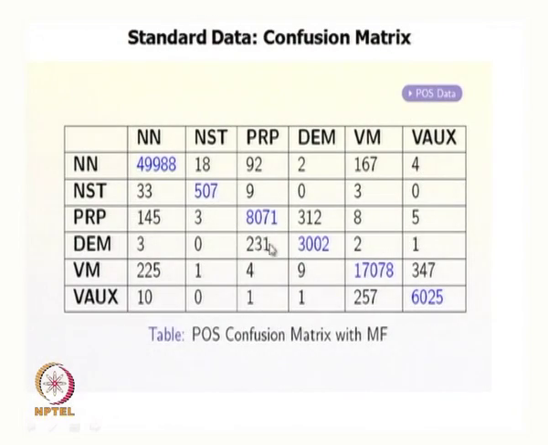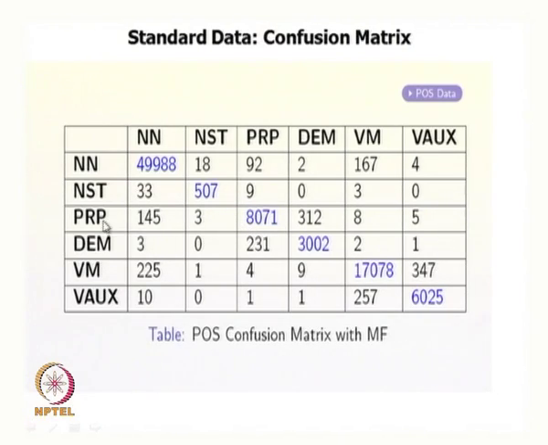Now, if we look at the table once again, look at the PRP row, out of 8550 times, 8071 times we have got the tag correctly. Okay. About 500 times we have gone wrong. And who is the main culprit? The main culprit is noun and demonstrative. PRP has been confused with noun 145 times and with demonstrative 312 times. Okay. So, if these can be reduced, then we are able to increase the accuracy of the whole system.